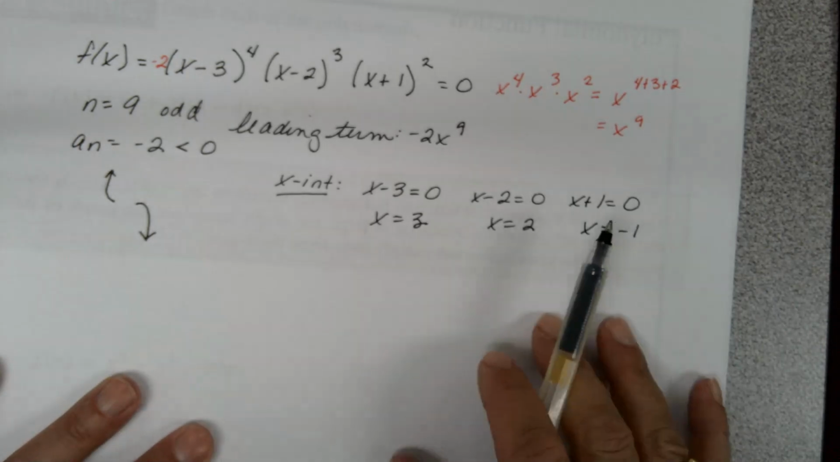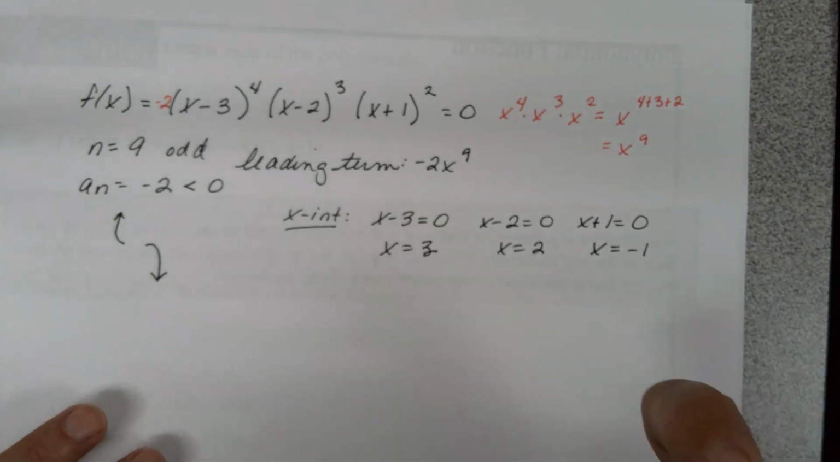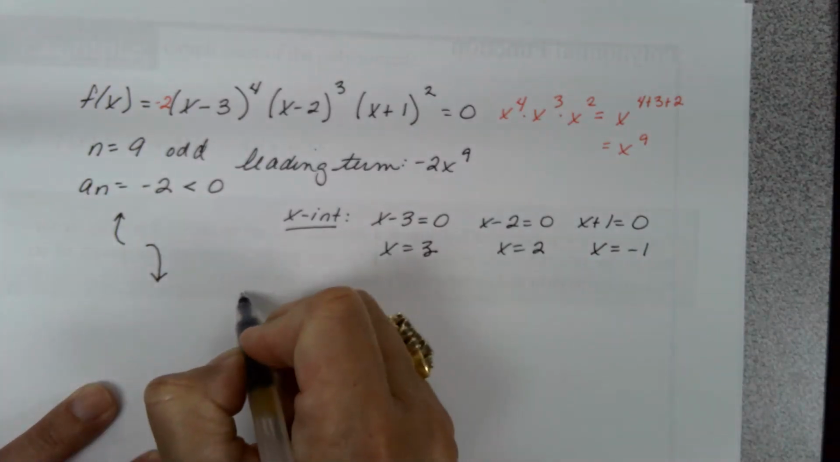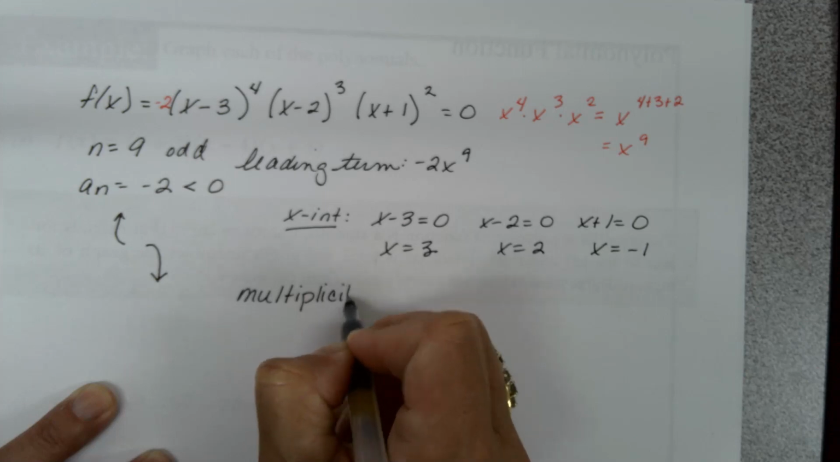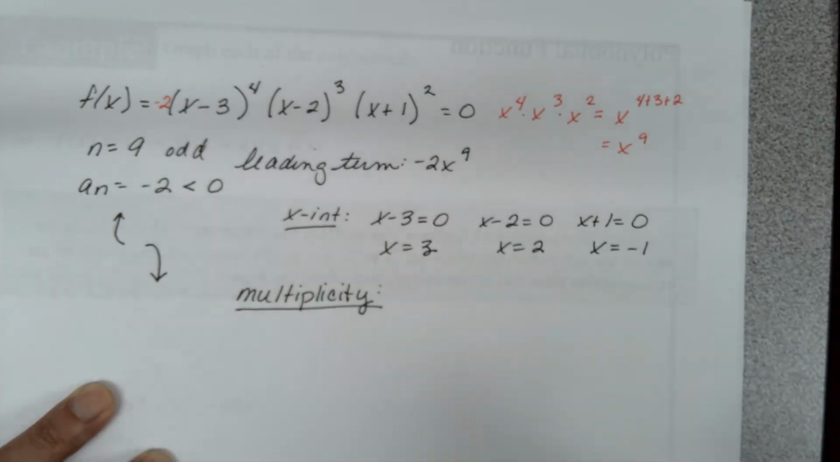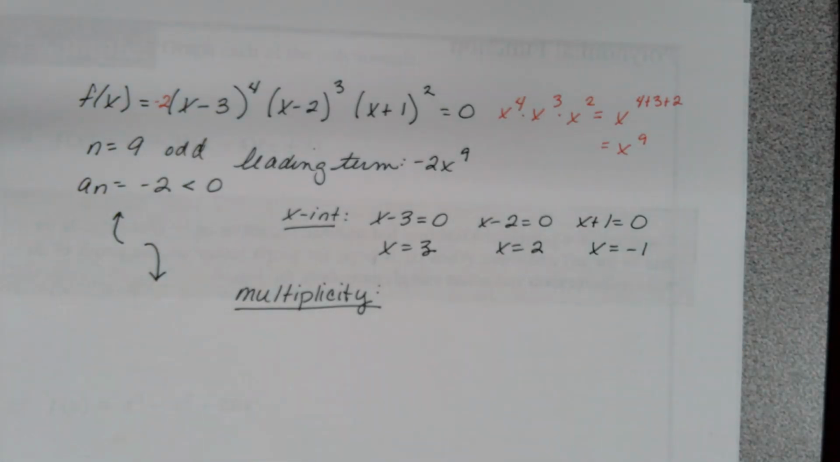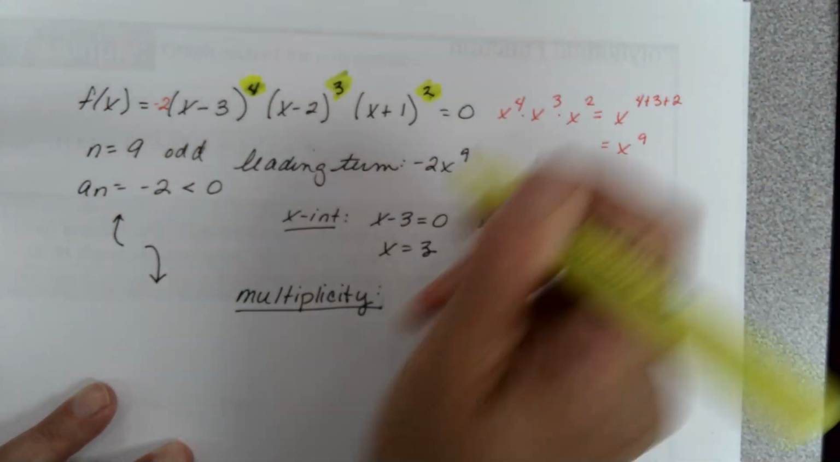Okay. Then the last thing that we want to talk about, and this is the reason why I'm showing you this example, is something called the multiplicity. Once you know what your x-intercepts are, then it's good to know what your multiplicities are. Your multiplicities are the powers outside of each of your factors.